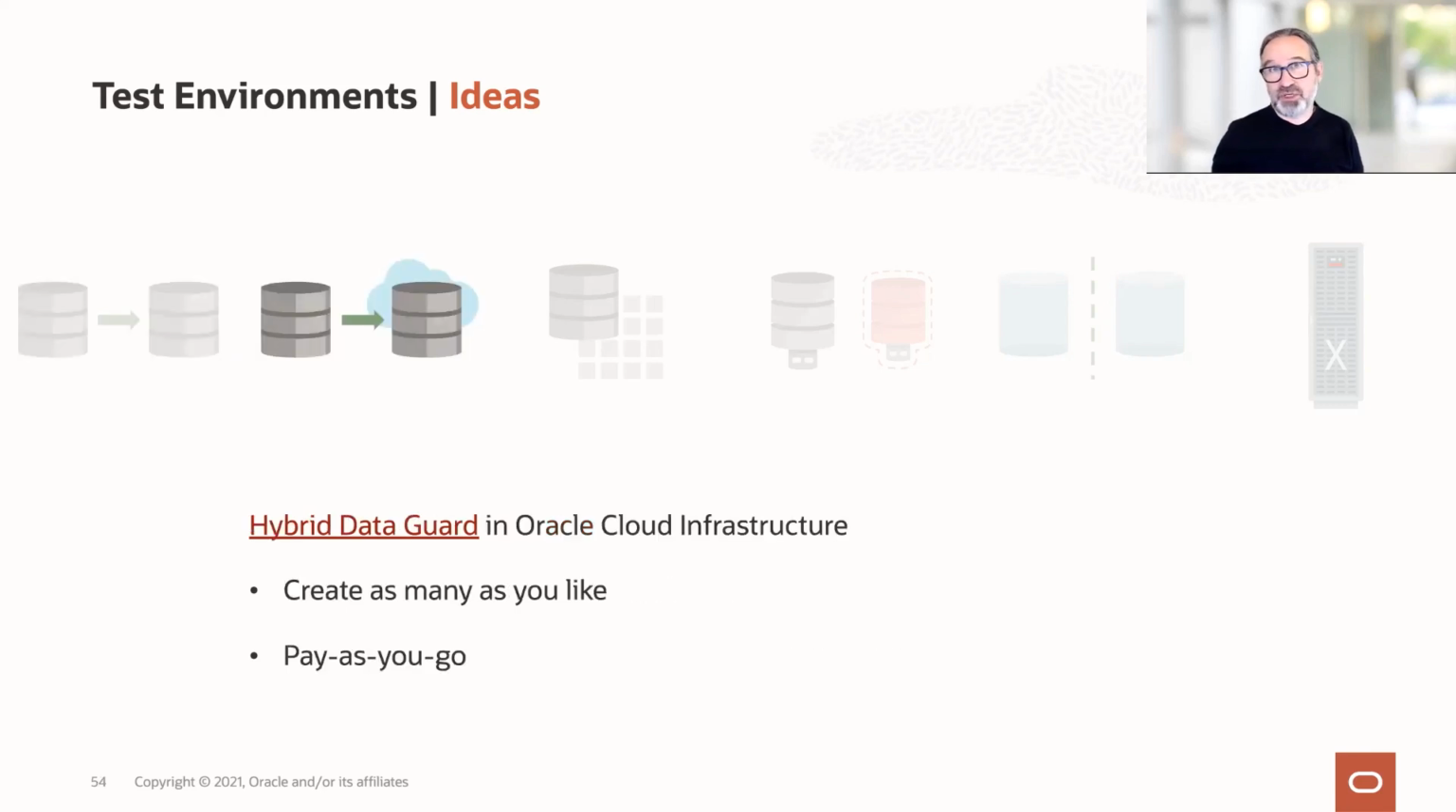Another option, which we actually cover in seminar 6 of this series, is hybrid Data Guard. So you build up your Data Guard, for instance, with ZDM, Zero Downtime Migration, and you build it out in OCI, in the cloud infrastructure. You can even create as many as you like. You can have several test incarnations. And we did this recently with a customer in the UK, and it works really so well. Pay as you go.